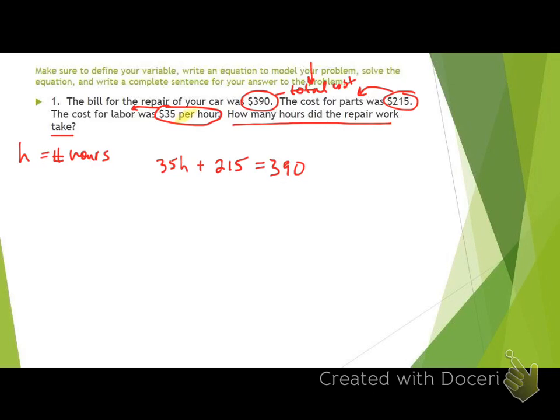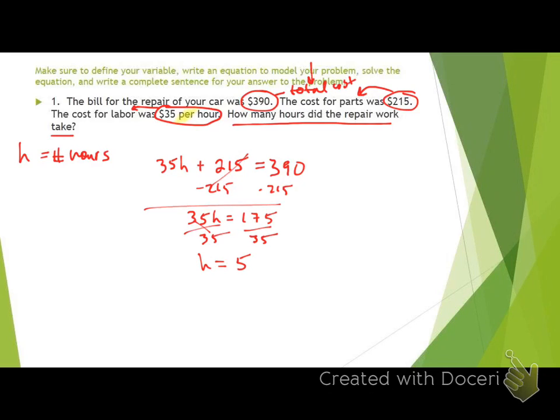Right? So 35h plus 215 equals 390 becomes our equation, and now we can go solve it, right? Just subtract 215 from both sides. You get 175. Then divide both sides by 35. And h ends up being 5.